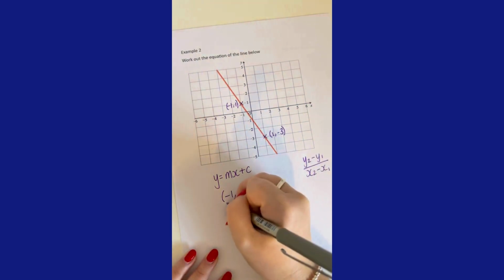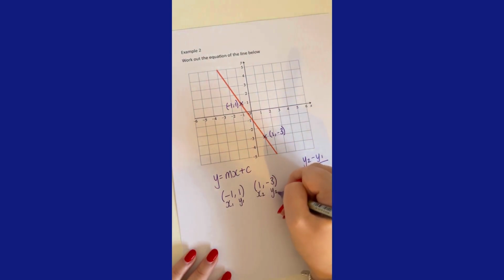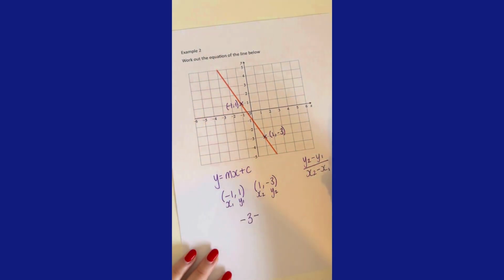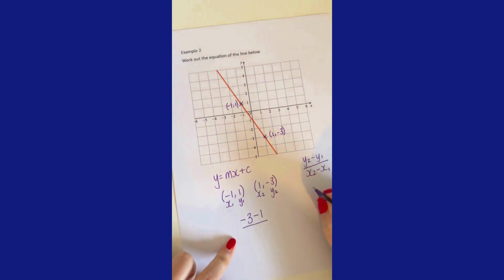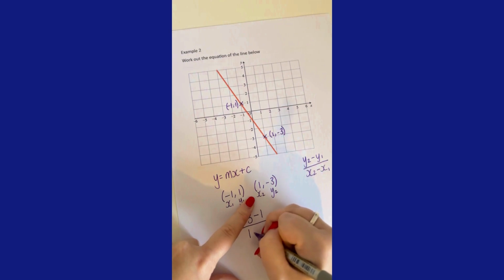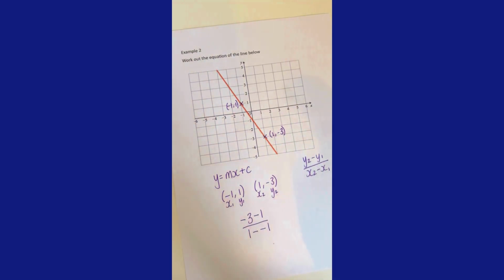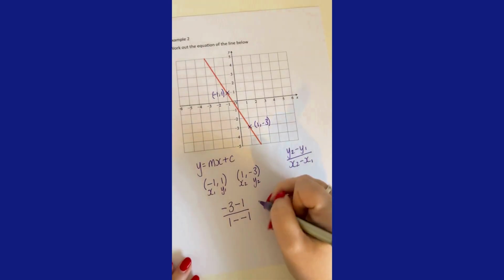So I need to label these x1, y1, x2, y2. My y2 value, minus 3, take away my y1 value, which is 1, over x2, which is 1, take away x1, which is minus 1. Just need to be super careful with our negatives here. Minus 3 minus 1, that is going to get me minus 4.